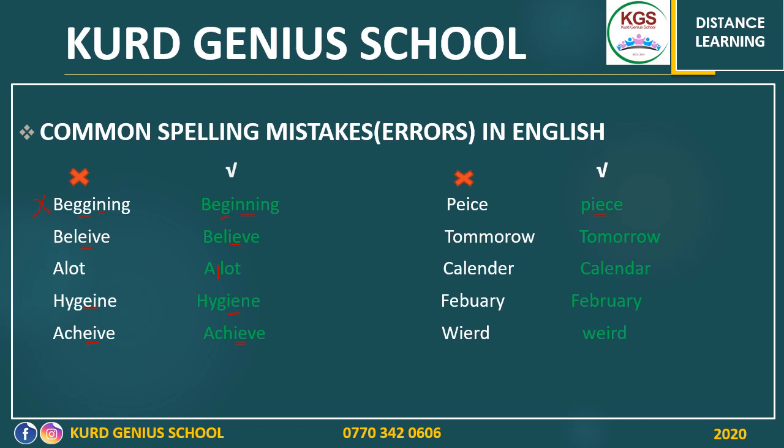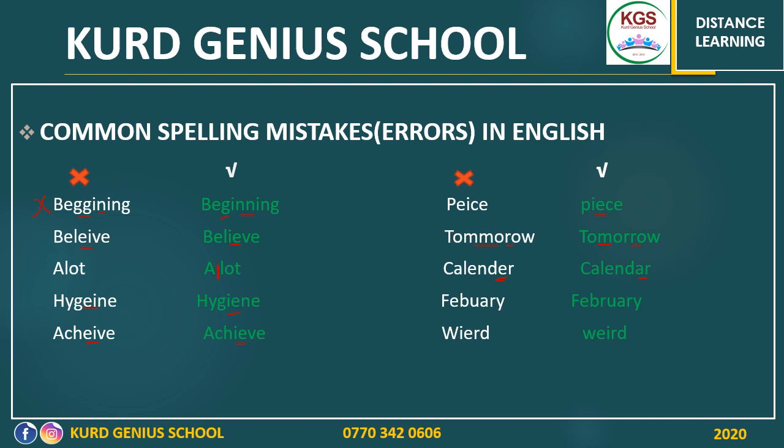Tomorrow. I will see you tomorrow. Look, you might think, oh, this is double M and one R, but please remember that the word is spelled like this: one M and double R. Calendar, do you think that word is correct? Of course not, because here instead of E we should have A.